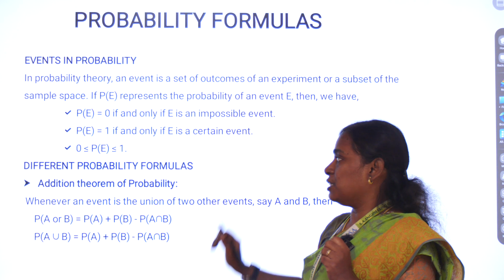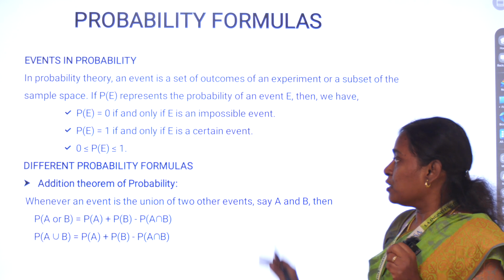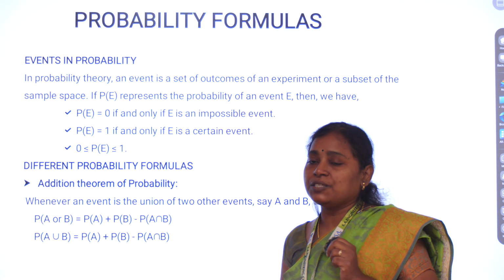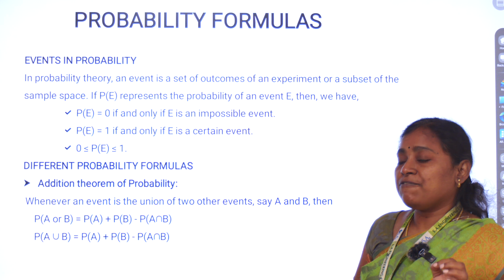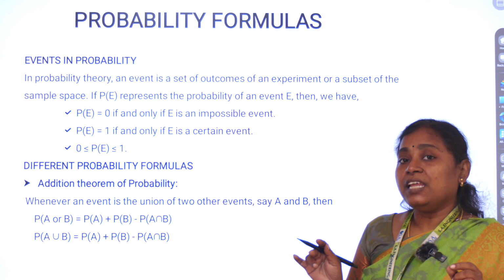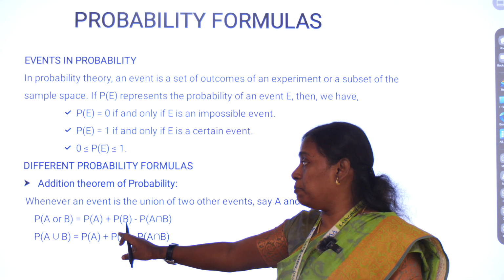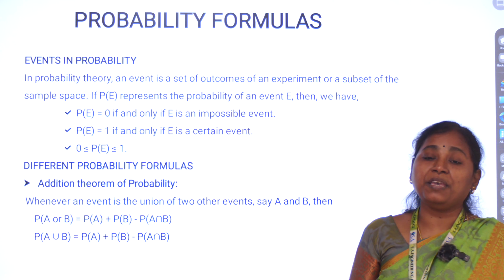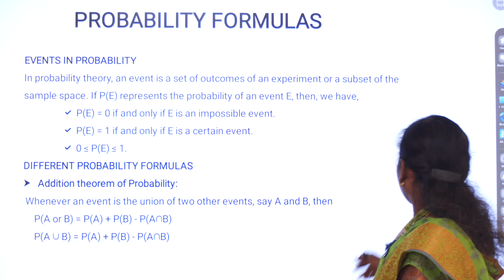Now we'll move on to the different probability formulas. The first one is the addition theorem of probability. This theorem states that if A and B are any two events and are not disjoint, then P of A union B is equal to P of A plus P of B minus P of A intersection B. Okay.